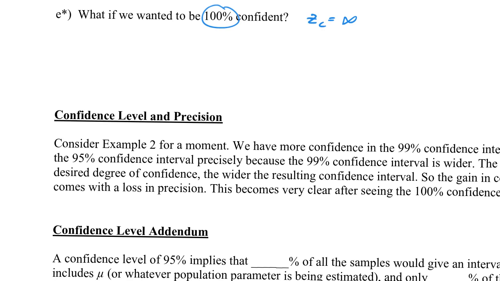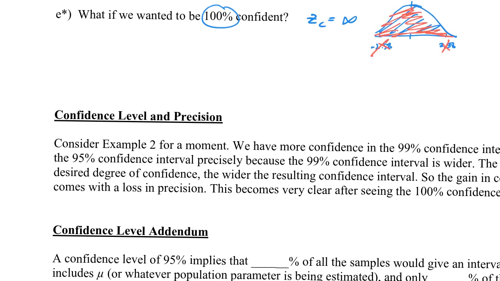So when you plug infinity into the formula for E, remember before we had, for instance, 0.99. We used 0.99, and it gave us a z-score of negative 2.58 to 2.58. Well, now we want to go even further. We want the whole thing shaded.